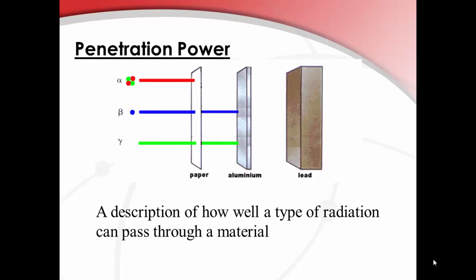Penetration power is the ability to pass through matter. The heavy, highly charged alpha particles are stopped by a piece of paper. The lighter, less highly charged beta particles penetrate paper, but are stopped by a 0.5 centimeter sheet of metal. Because gamma rays have no charge or mass, they are the most penetrating, but can be stopped by several centimeters of lead.